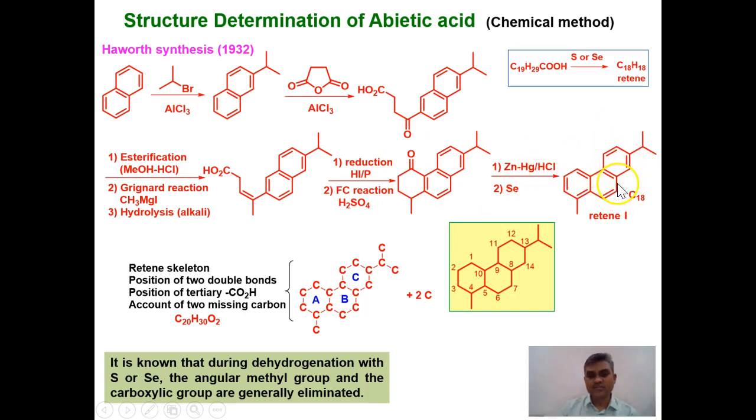So the structure of the retene molecule is proved on the basis of oxidative degradation experiments as well as its synthesis by using Haworth methodology. Now, this structure of retene is very useful information in understanding the skeleton of abietic acid. From the structure of retene, we can assume that abietic acid has a phenanthrene skeleton with a methyl at the 4 position and an isopropyl group at the 13 position. Now, the retene molecule corresponds to a total of 18 carbon atoms.